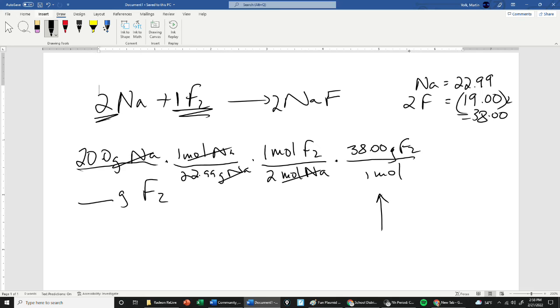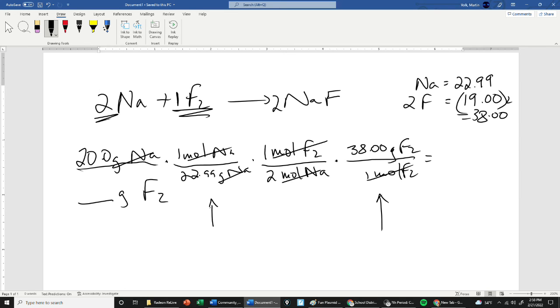Notice how this conversion factor is opposite of this one. Here the moles are on top. Over here the grams are on top. And I'm going to undo that so I don't mess up my equation here. All right, let's keep going. We now cancel out moles of fluorine. That cancels out. And what we're left with is grams of fluorine.